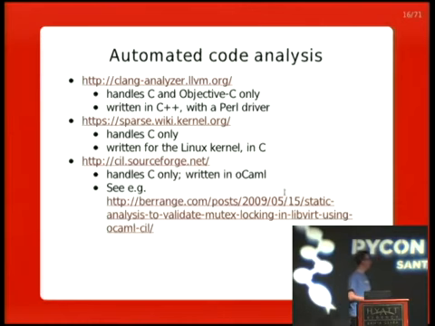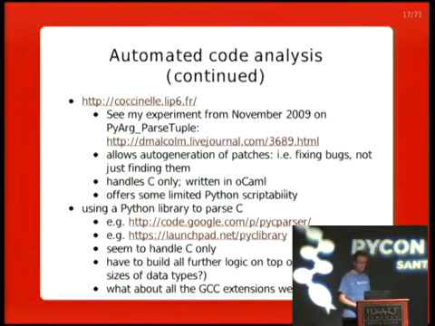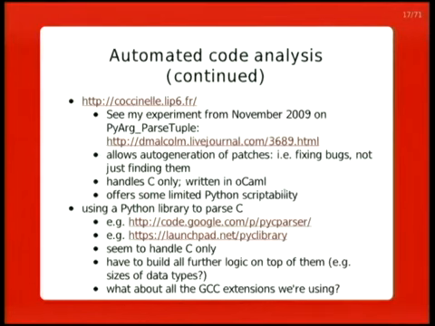There's CIL, which is written in OCaml. A colleague of mine used it to verify correct acquisition and releases of mutexes within libvirt, which is a virtualization library we created. But again, only C. Coccinelle, another OCaml tool. I was able to use this a couple of years ago to actually write type checking for PyArg_ParseTuple.